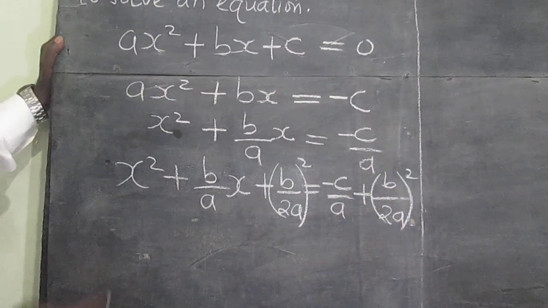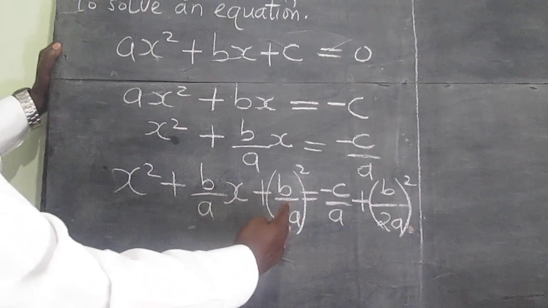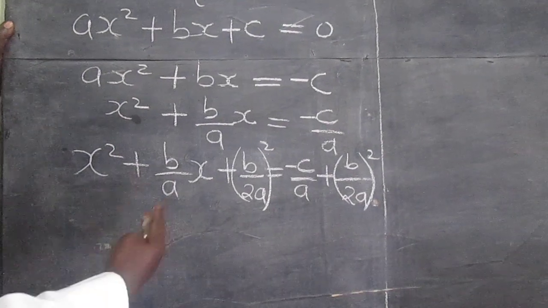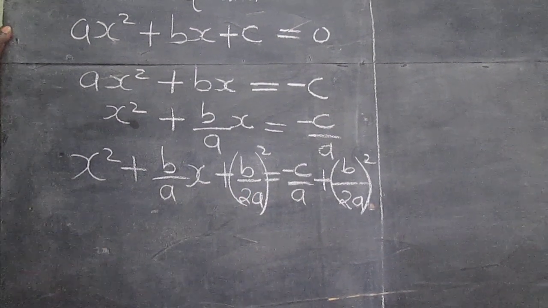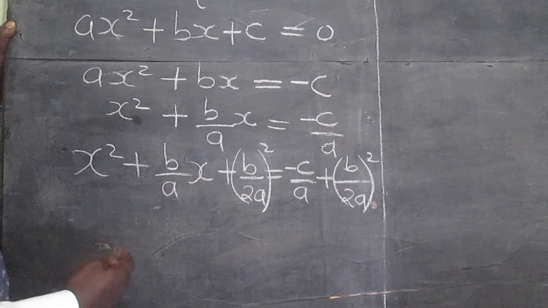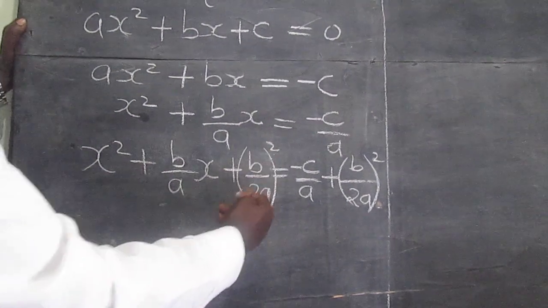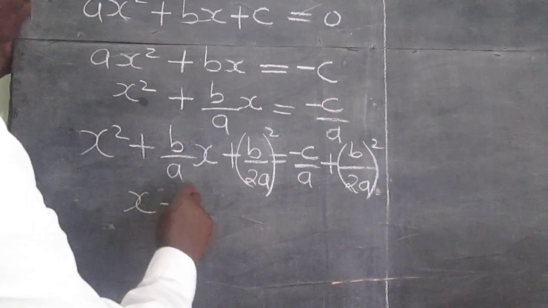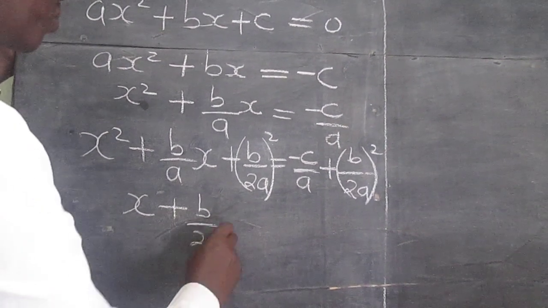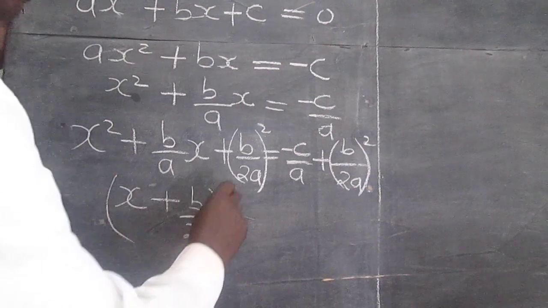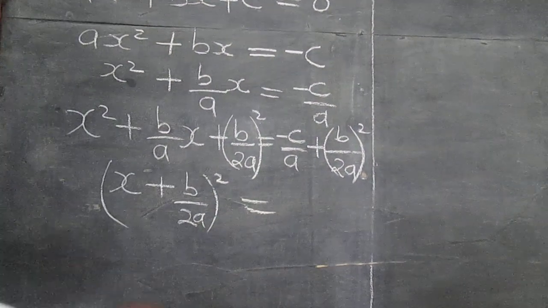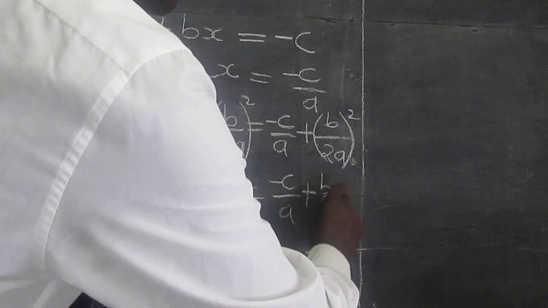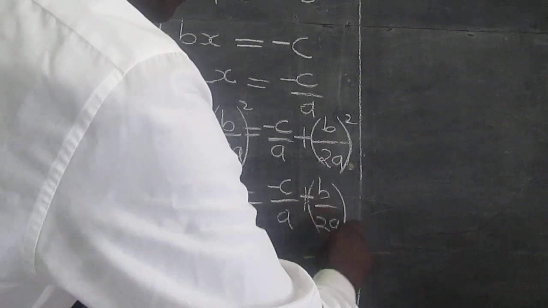And now the square is complete. On the left hand side, we can ask ourselves what was squared to get this. And you remember we're getting the square root here, and we're also getting the square root here. And that gives us x plus b over 2a squared, and that is equal to minus c over a plus b over 2a whole squared.